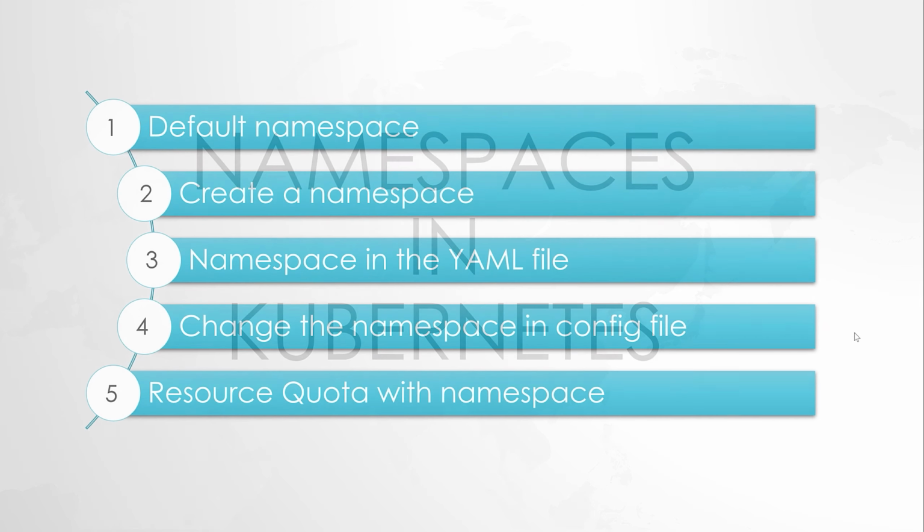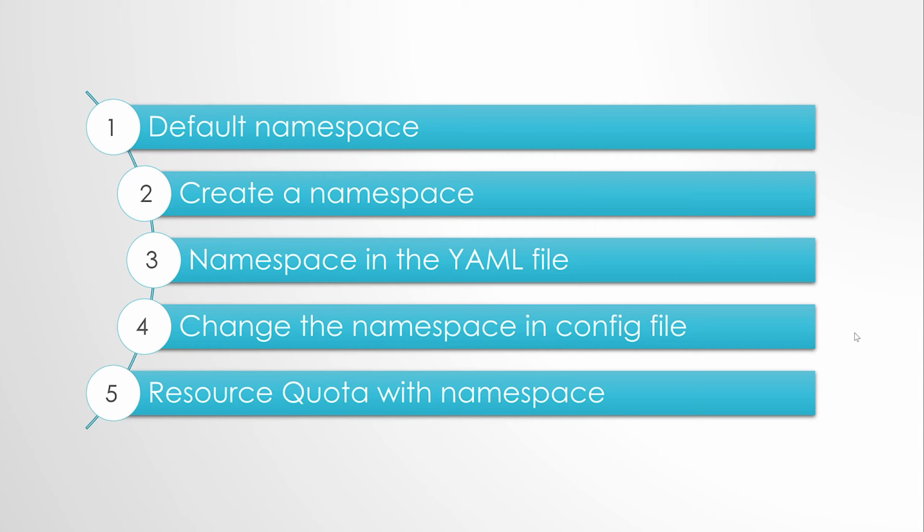In this video we will see what is a default namespace and how to create a new namespace, and also how to include the namespace attribute using the run command and through the YAML file, and then changing the namespace details in the config file. And finally we will see how resource quota will help us with the namespace, how they work with each other.